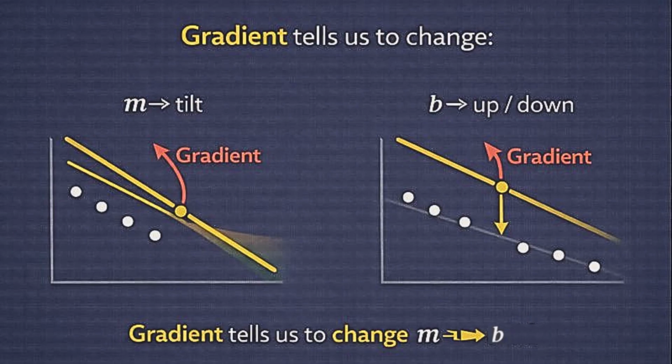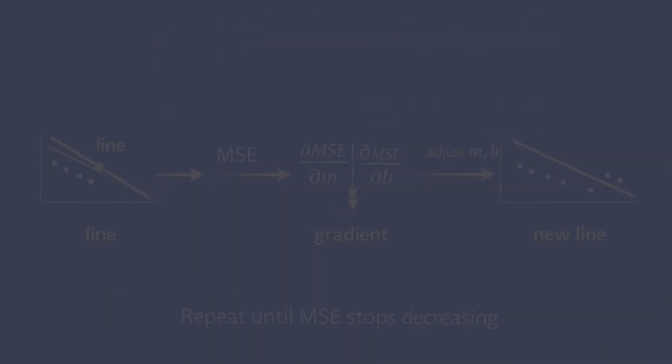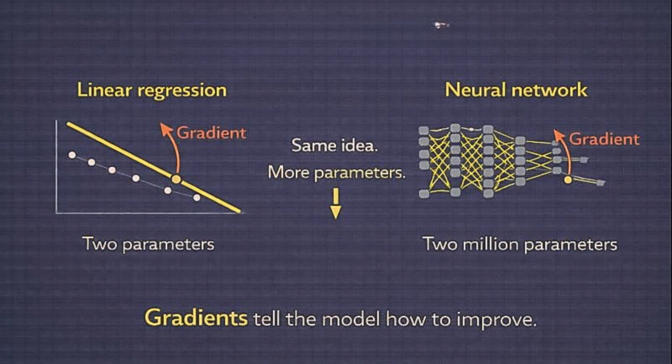Mathematically, we calculate two gradients. One tells us how MSE changes when M changes. The other tells us how MSE changes when B changes. You don't need to memorize these formulas. Now the process becomes very clear. Calculate the gradients, move M and B slightly in the opposite direction, recalculate MSE, repeat. This is why machine learning scales. The same idea works with 2 parameters or 2 million. Gradients tell the model exactly how to improve.